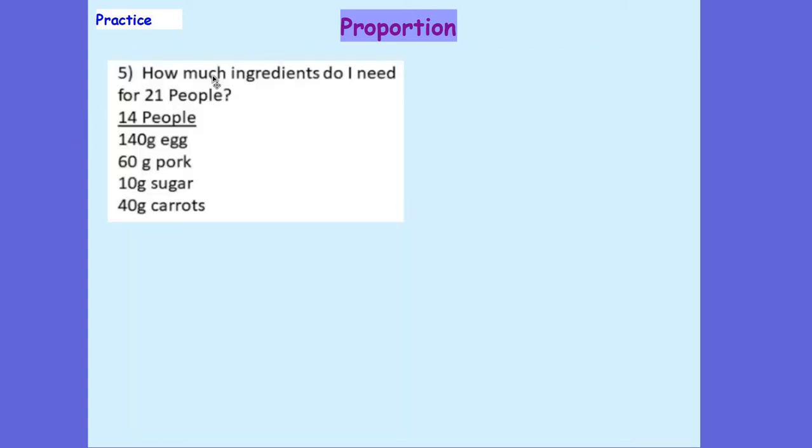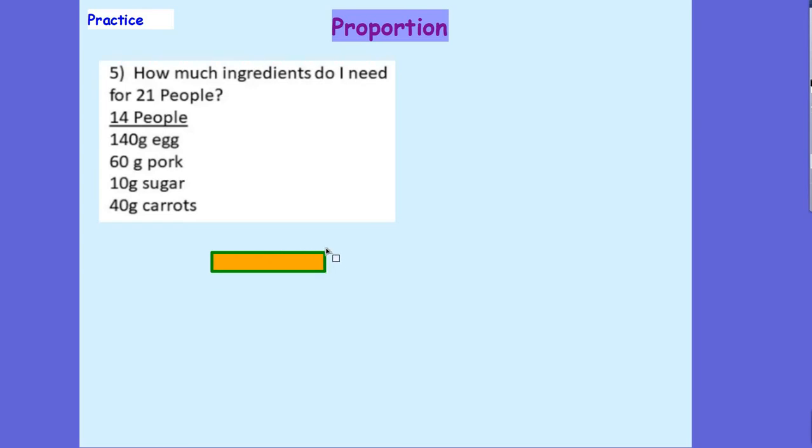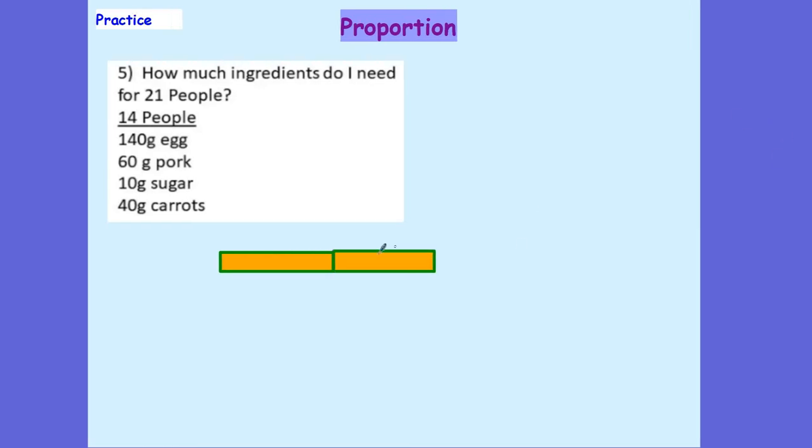Okay, I want to have a quick look at question 5. So I've been given the ingredients that I need for 14 people. 14 is just 2 lots of 7.